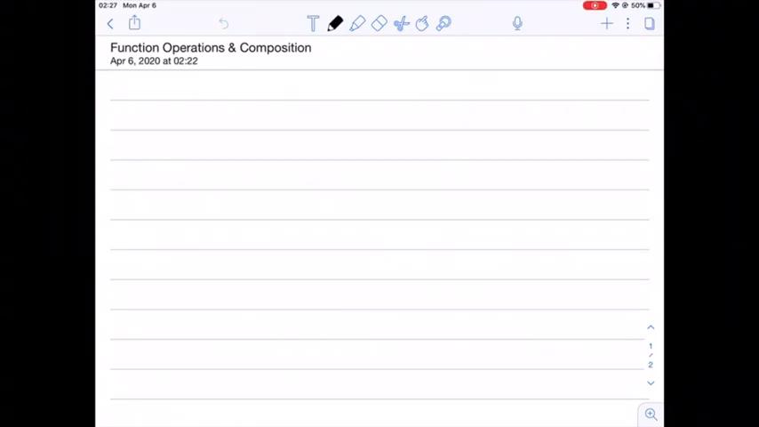In this video, we talk about function operations and composition. Let's start with the following notation for function operations. If we have two functions f and g, then we can define the following operations.